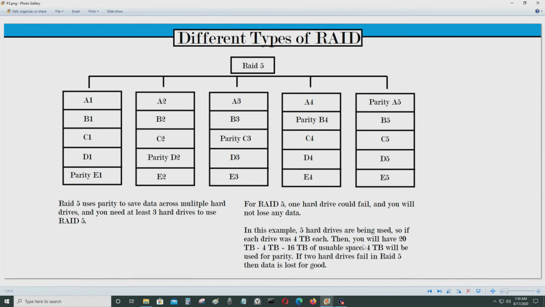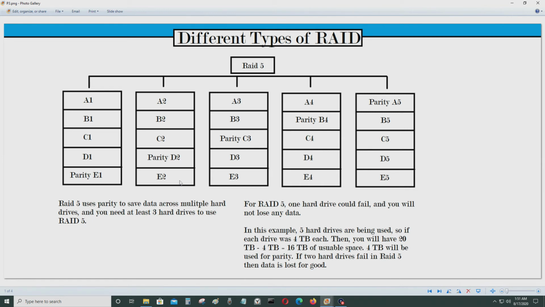So for RAID 5, one hard drive could fail, and you will not lose any data because you got parity, right? So let's say the first hard drive failed. Your data is pretty much all saved. But if you lose 2, then you got a problem. Then you will lose some data if you lose 2 hard drives. That's the bad thing about RAID 5.